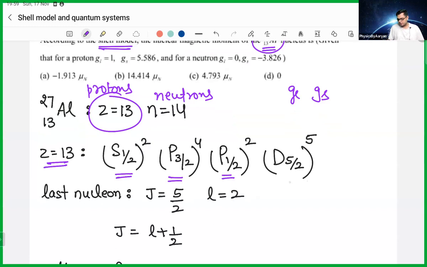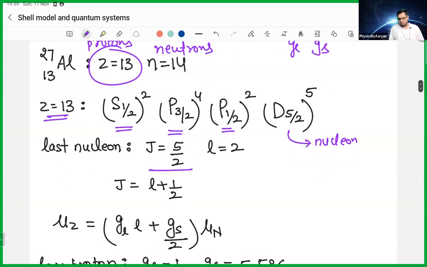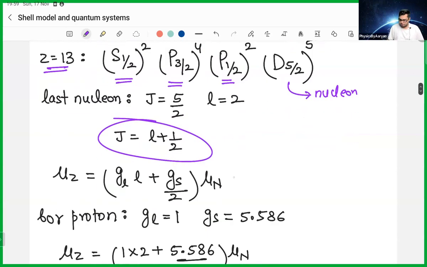It means your last nucleon has the J value 5/2, and the value of L is 2. It means you can clearly see that J is L plus 1/2. So I use the formula of magnetic moment, which is gL times L plus gS/2.